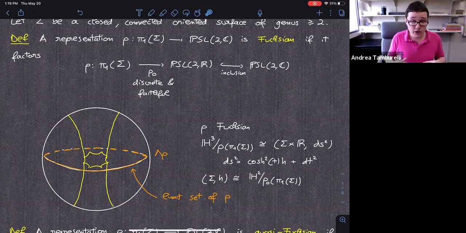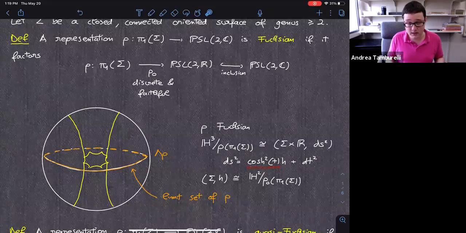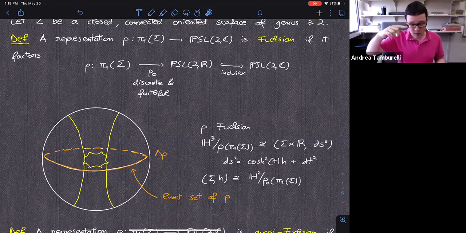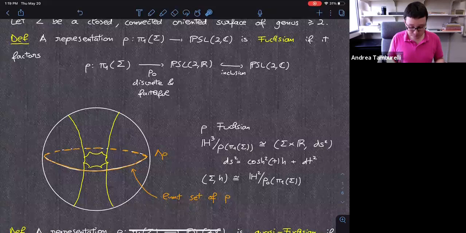And if we consider the quotient, we get a hyperbolic three manifold of infinite volume, where we can actually explicitly write the metric as hyperbolic cosine squared t times h plus dt squared, where t is simply the distance from the totally geodesic plane, and h is the hyperbolic metric on sigma with holonomy ρ0. So because ρ0 is discrete and faithful, it is a very well-known fact in hyperbolic geometry that any such representation can be realized as the holonomy of a hyperbolic metric on sigma.